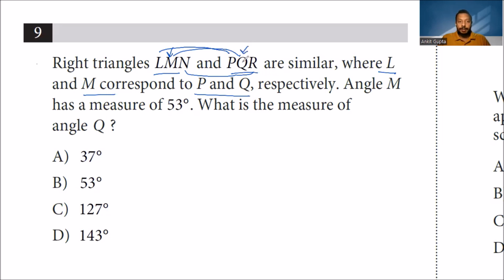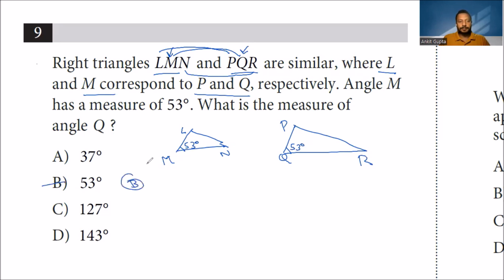Since the two triangles are similar, that means their corresponding angles will also be equal, right? So if we draw LMN, let's say this is L, this is M, and this is N, and let's say this is PQR. And if we know that angle M corresponds to angle Q, that means if angle M is 53 degrees, angle Q will also be equal to 53 degrees. So the answer will be option number B.